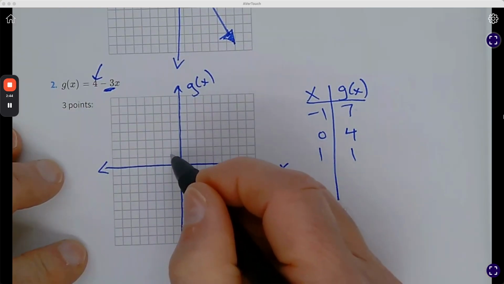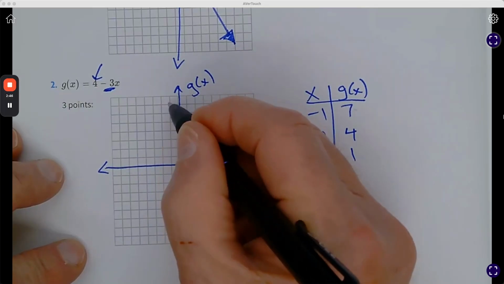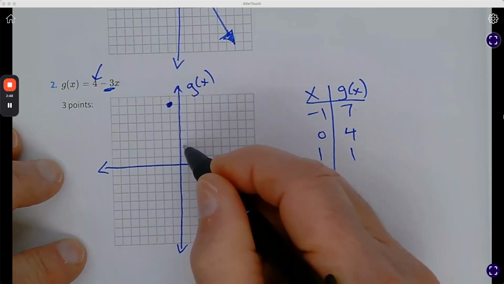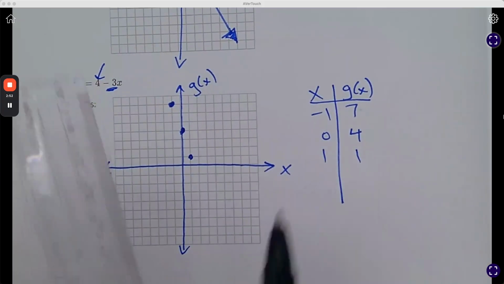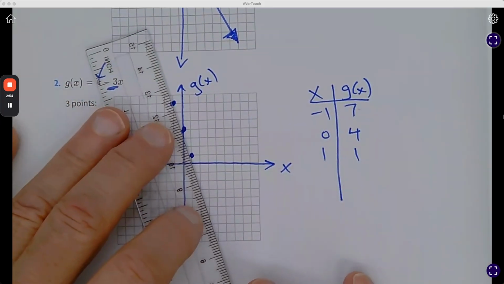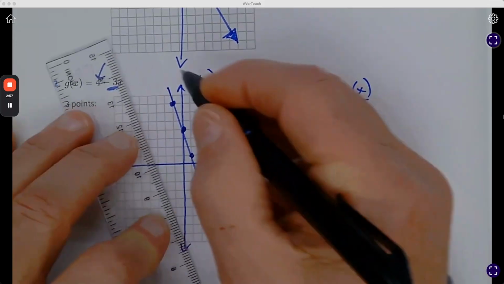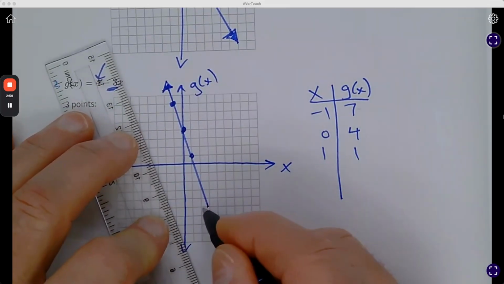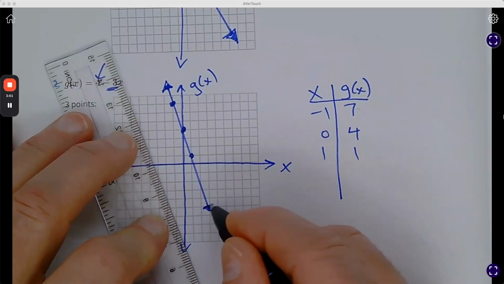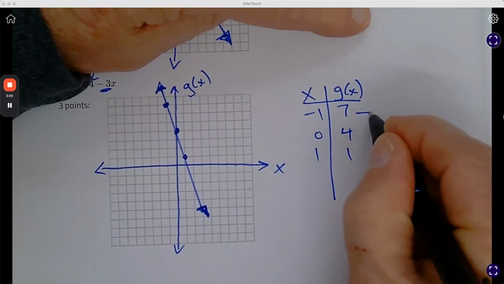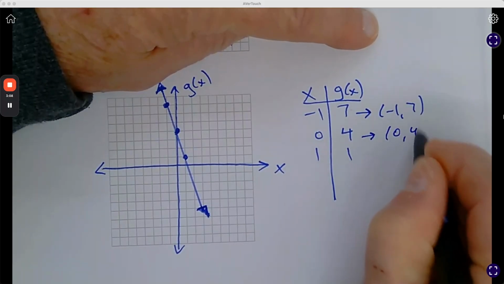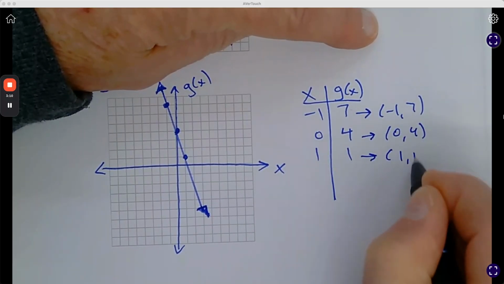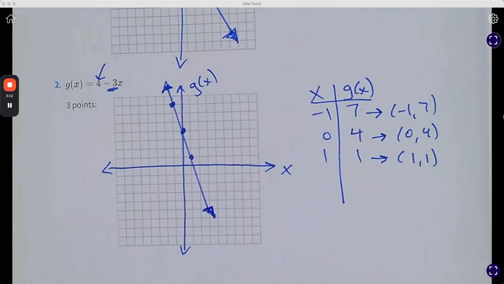Negative 1, 7, 1, 2, 3, 4, 5, 6, 0, 4, and 1, 1. Draw your line. Remember, these are the solutions, these 3 values in the table. So this is negative 1, 7, this is 0, 4, this is 1, 1. And that is done. Those are linear, so common sum, common difference.